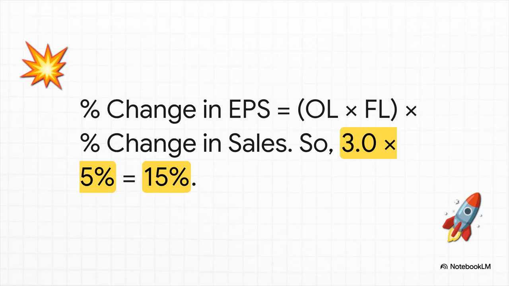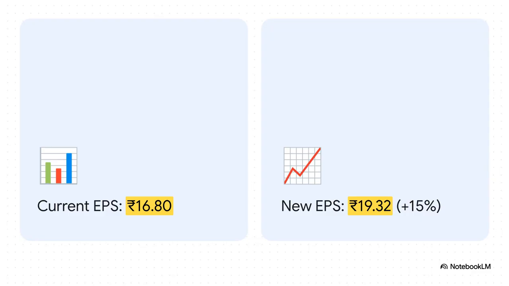There's an amazing shortcut called combined leverage. It's literally just operating leverage times financial leverage. So for us, that's 2 times 1.5, which gives us a combined leverage of 3. You multiply that by the 5% change in sales, and you find out that the EPS will increase by a whopping 15%. And this just perfectly illustrates that magnifying effect we talked about.